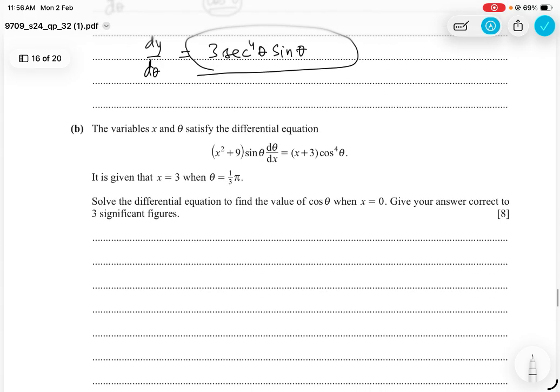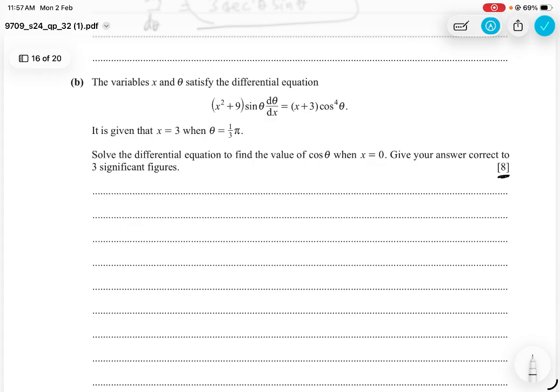Yes, this is an interesting question for 8 marks, a differential equation, and let's try to solve this one. The variables x and theta satisfy the differential equation. All right. So what is the first thing that we do when we see a differential equation? We take x to one side and theta on the other side. So let us do that first. I'm taking this complete x to this side.